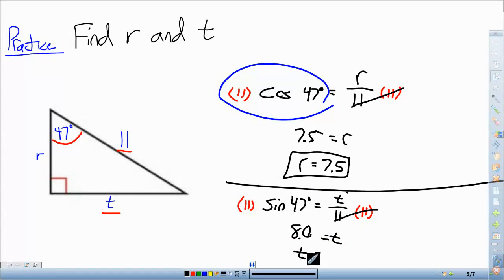And there it is. Just real quick, our long leg is 8, our short leg is 7.5, our hypotenuse is 11. Yep, that all makes sense. Just for example, say I did this one wrong and I got that T equaled 13. Does it make sense for this leg to be 13 when our hypotenuse is 11? No, the hypotenuse should always be the longest side. So we can find mistakes if we just look at it.